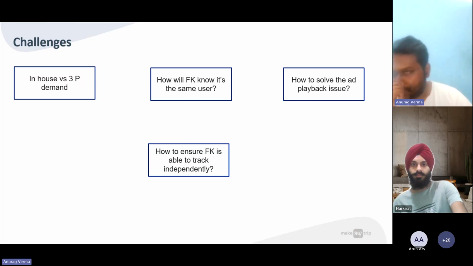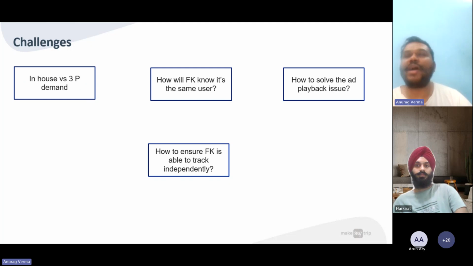The final bit is, let's say I told Flipkart that, hey, you asked for 1,000 impressions from me. I have shown this ad 1,000 times to different users. How does Flipkart know that I'm telling the truth?